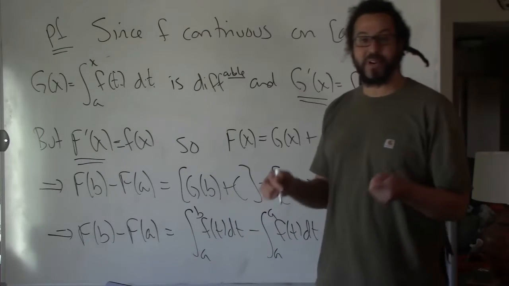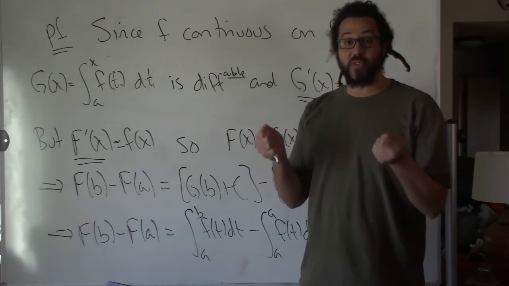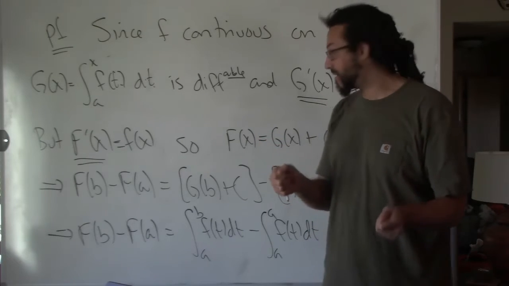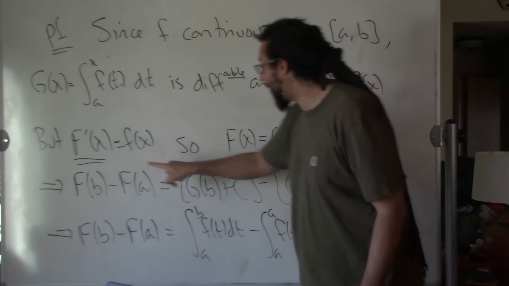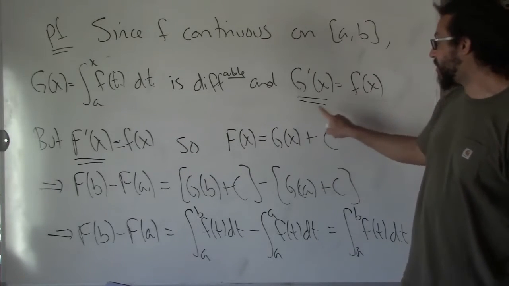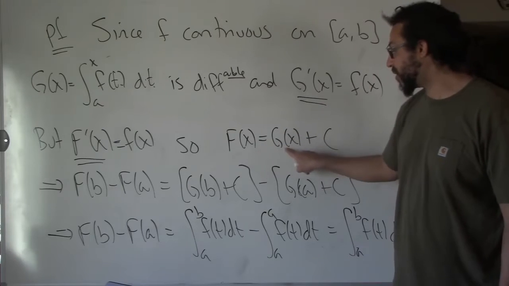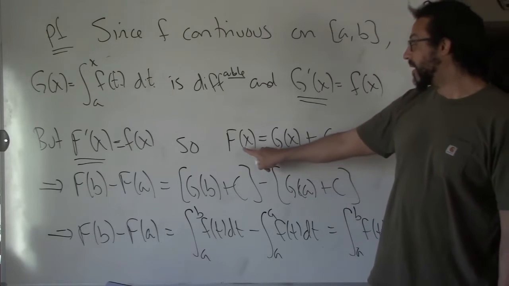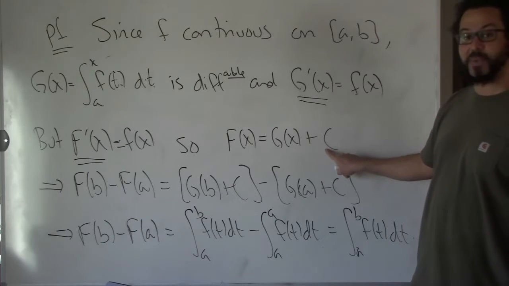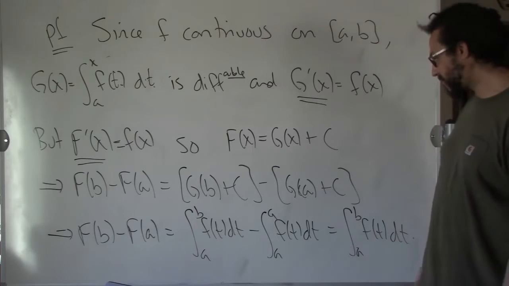And remember from the mean value theorem, if two functions have equal derivatives, they can only differ by a constant. Right? So capital F and capital G have equal derivatives. And so that means these two functions only differ by a constant. In other words, capital F is equal to capital G plus some constant capital C.